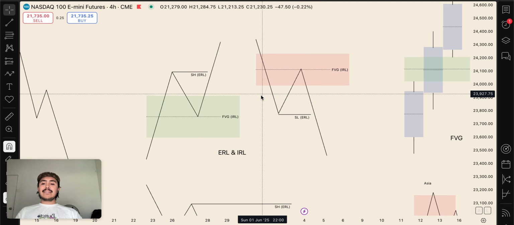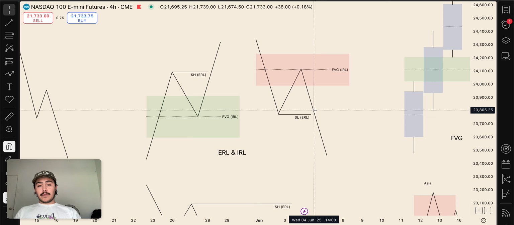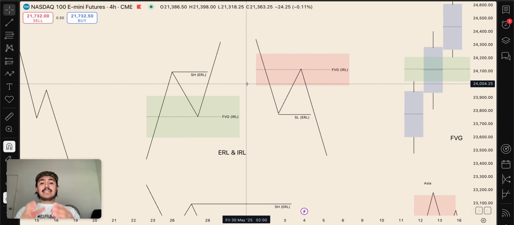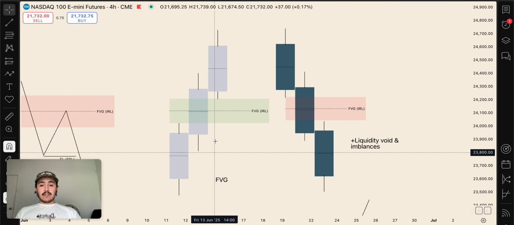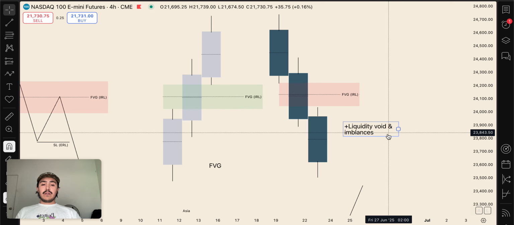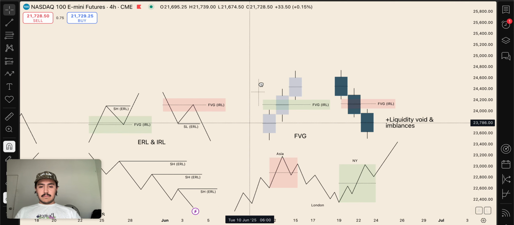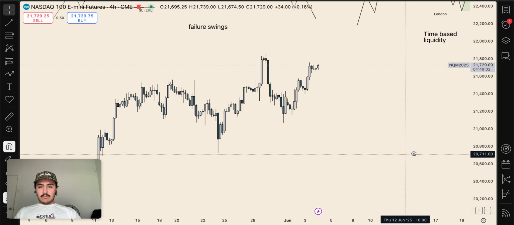So in the internal range liquidity, this is any imbalances in the market, and we usually see imbalances in the market when we see the market move with intention and strong bullish or bearish pressure, right? So once we get an imbalance, it most likely is going to be one of many things. It's going to be a fair value gap, bullish fair value gap, bearish fair value gap, or a liquidity void or a liquidity imbalance. It's very similar things.